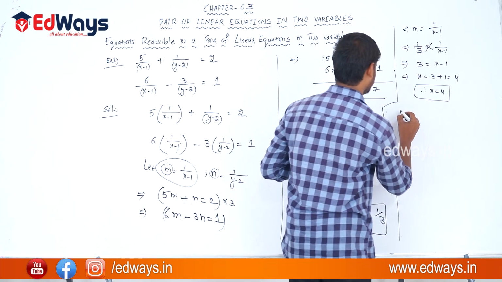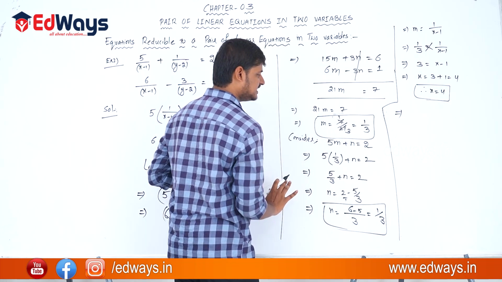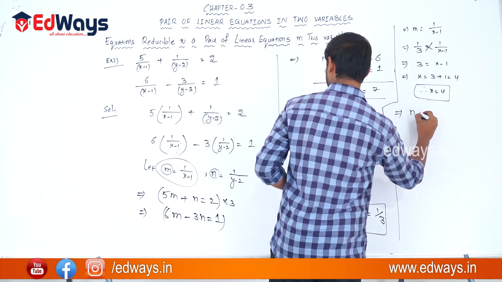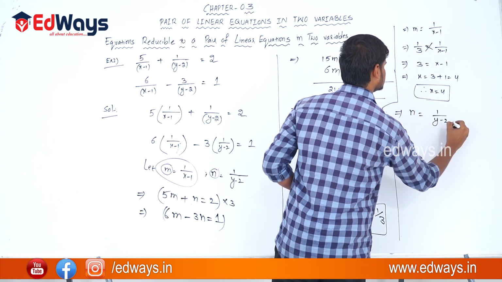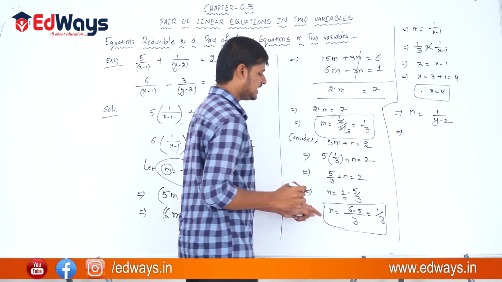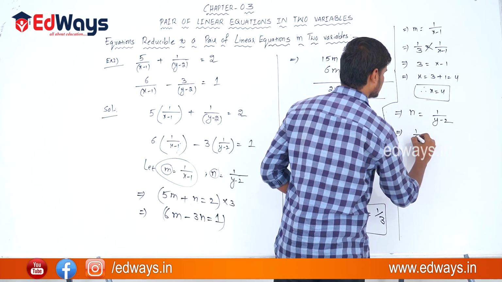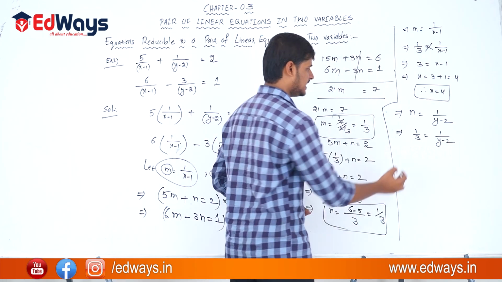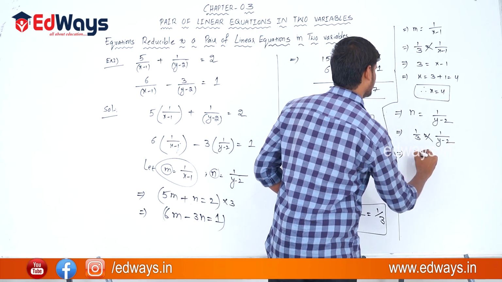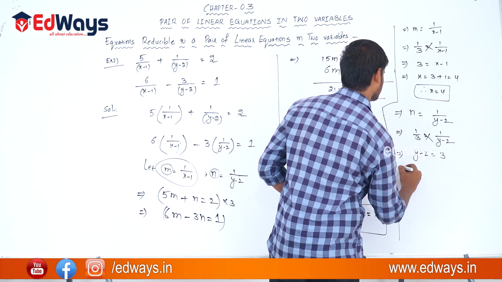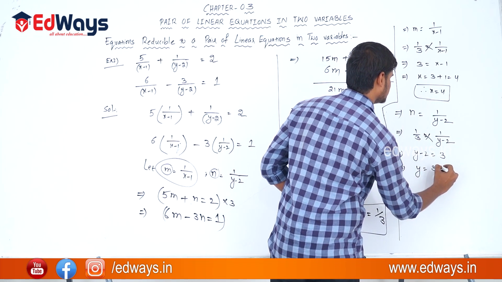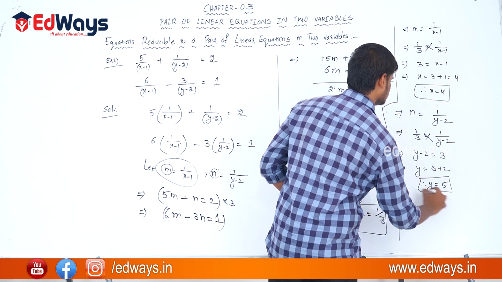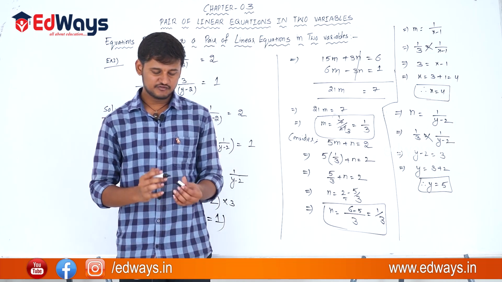Now next I have to get the y value, sorry, the n value. So n is equal to 1 by y minus 2. What is n we got? n is also equal to 1 by 3. So 1 by 3 is equal to 1 by y minus 2. Again do the cross multiplication. y minus 2 is equal to 3. Then y is equal to 3 plus 2. Therefore y is equal to 5. That's it. So we got the x and y values.